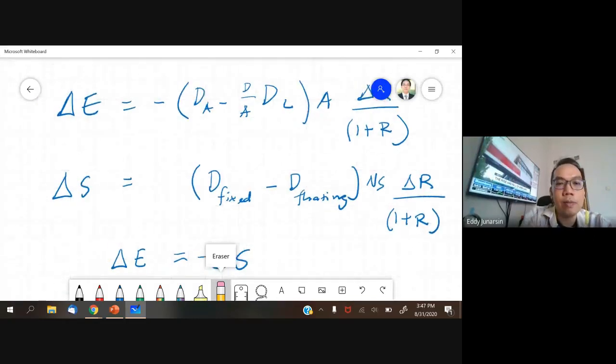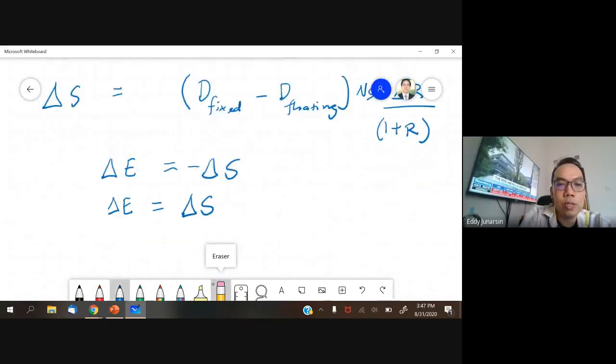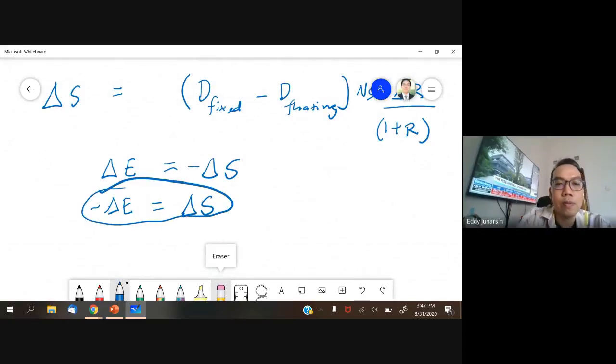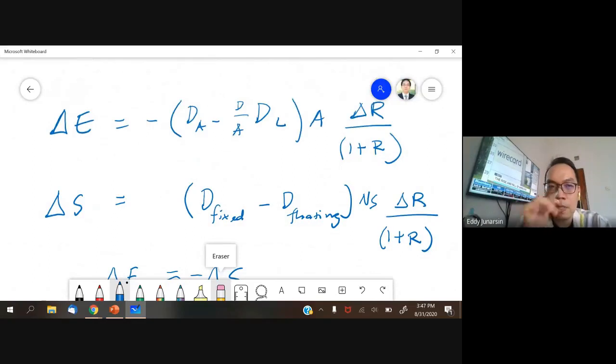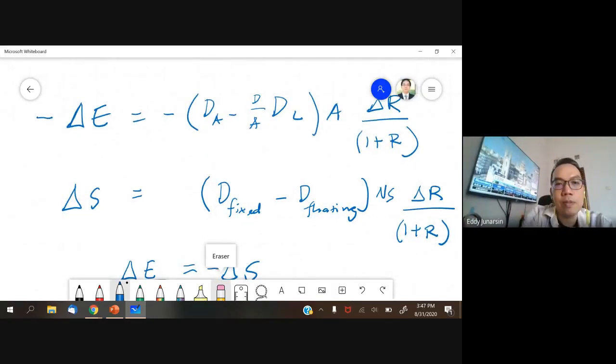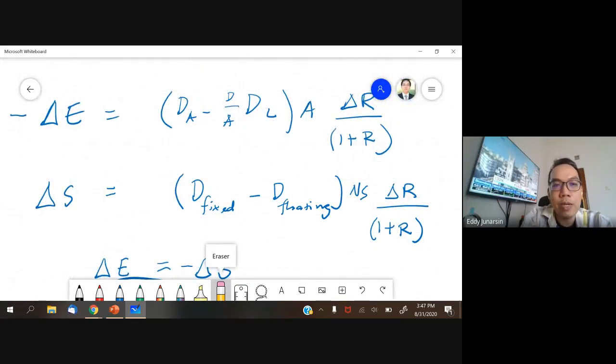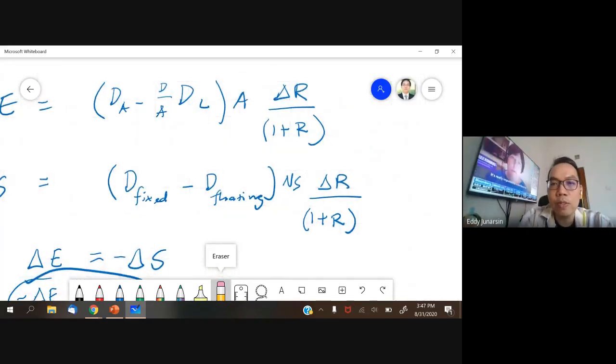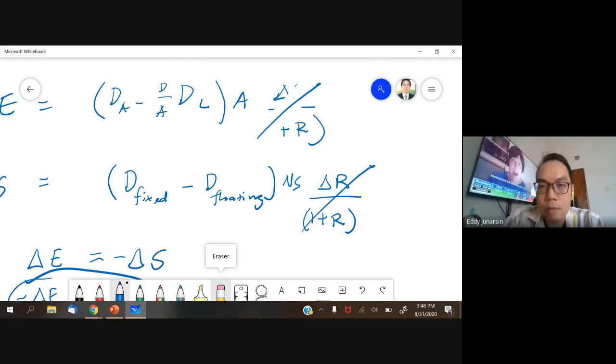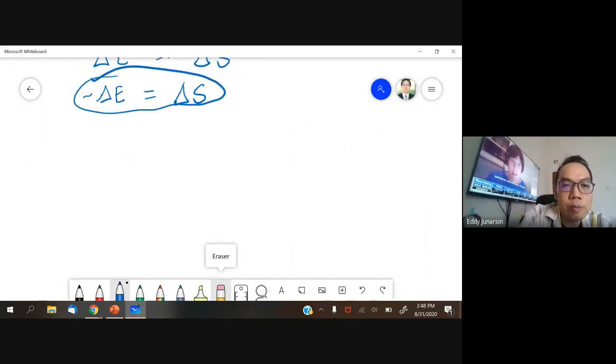So if I choose to do it this way, then the minus here. So if I put minus here, then the minus here will disappear, right? And this is positive. So we want to equate minus delta equity and delta swap value. And we could eliminate this, because they are the same. So now let me write down properly here.